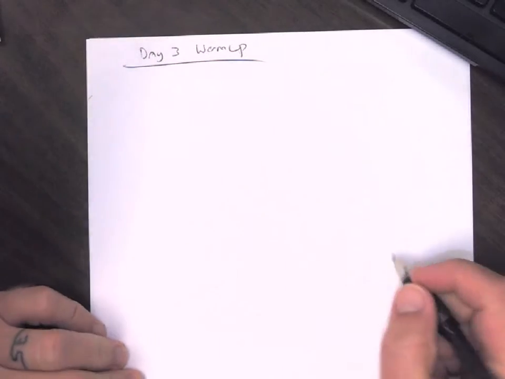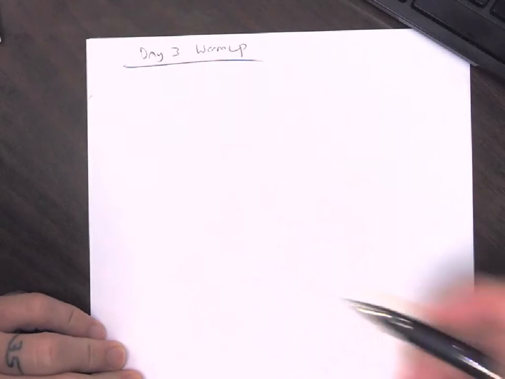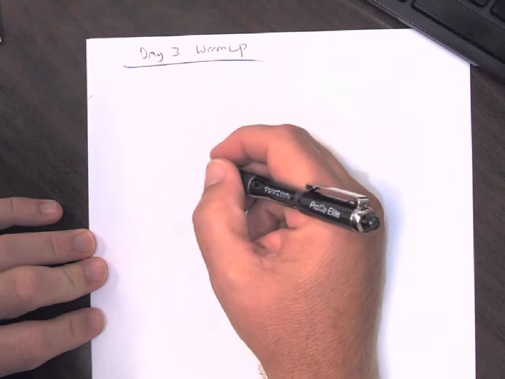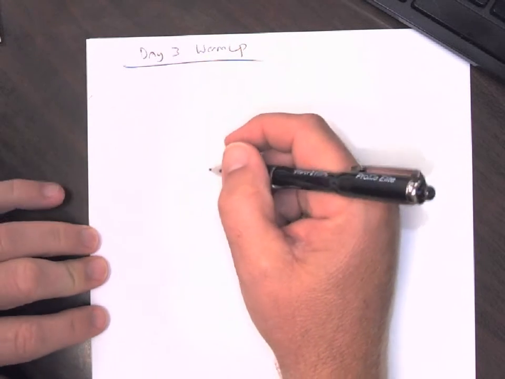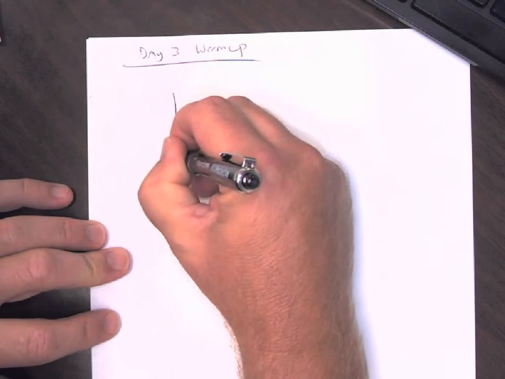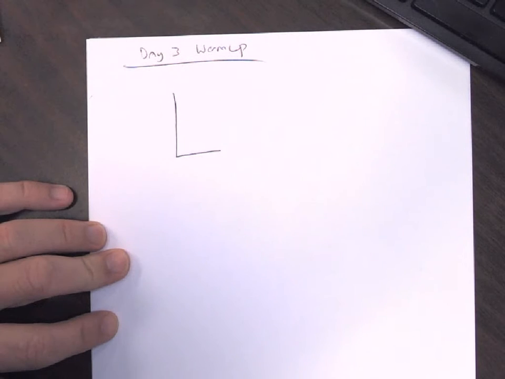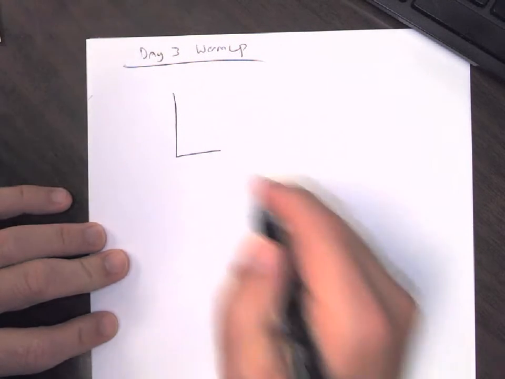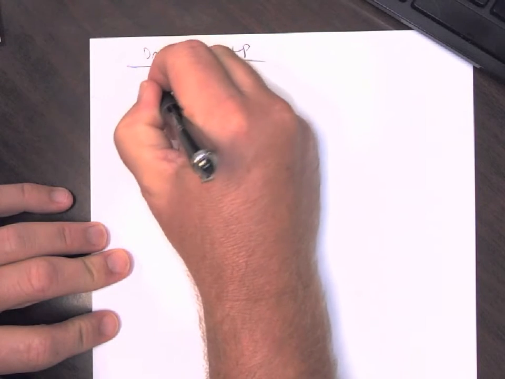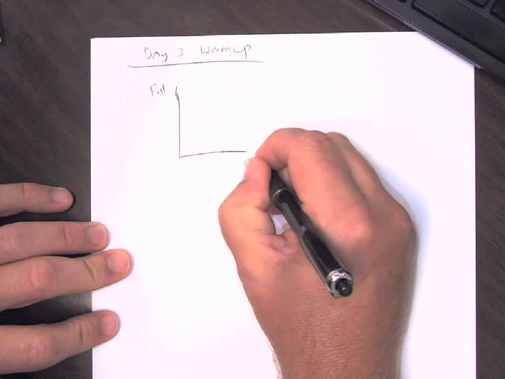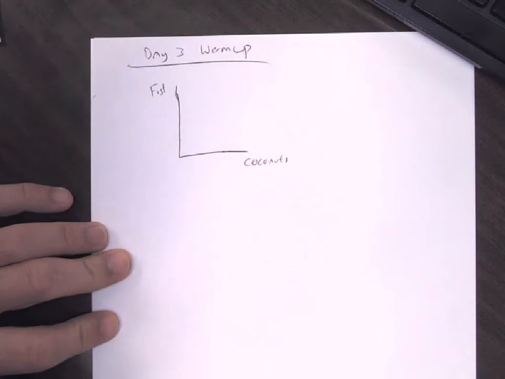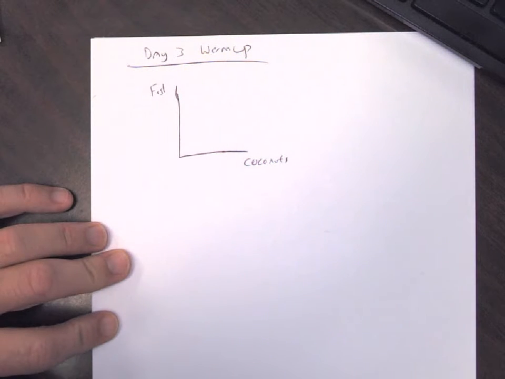Okay, on our warm-up today, what we're going to do is follow steps 1 through 8, draw a PPC with coconuts and fish, and for your X and Y axis. So I'm going to draw fish and coconuts as my two things on my X and Y. It doesn't really tell you, as long as you have them both and they're consistent, you're good.